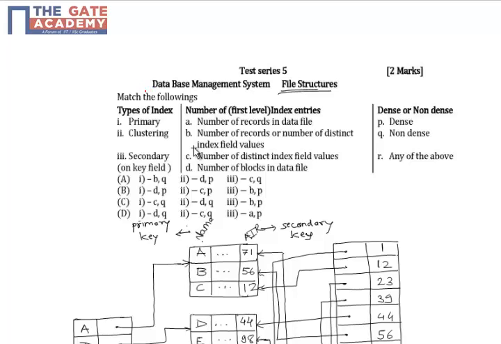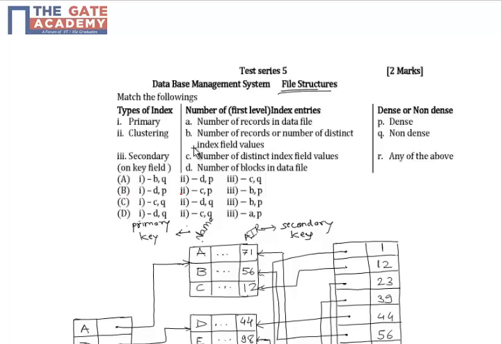Hello friends, this is a 2 mark question on DBMS on topic file structures. Here we are given 3 tables and we have to match an index with the number of index entries it has and its type, whether dense or non-dense. Now in order to answer this question, we first need to understand each index type.